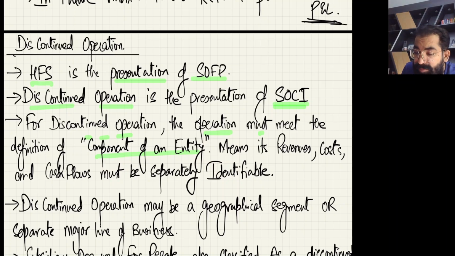Component of an entity means its revenue, cost, and cash flows must be separately identifiable. Just think, if these revenues, costs, and cash flows wouldn't be separately identifiable, how will I report it separately? Use your brain. So only those parts that meet the definition of a component of an entity will be treated as discontinued operation, and it means your revenues, cost, and cash flows must be separately identifiable.